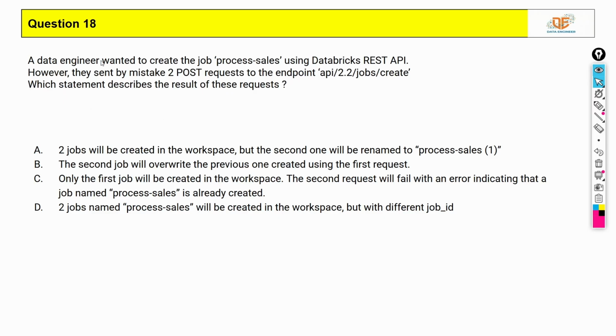Question number 18. A data engineer wants to create a job processing cells using a Databricks REST API. However, they sent by mistake two POST requests to the endpoint. Which statement describes the result of this? Basically, they have the REST API and they have created the two POST requests over here. If we send two POST requests to create the same job, what happens?